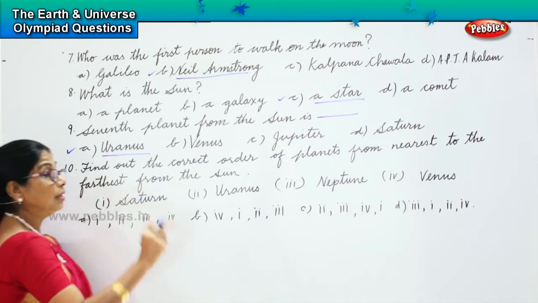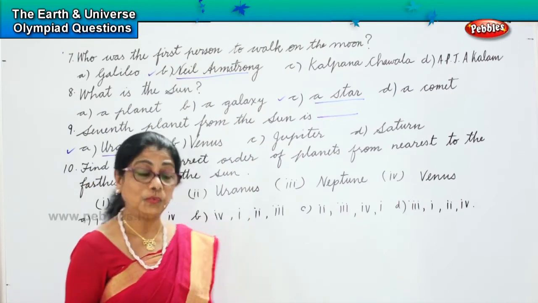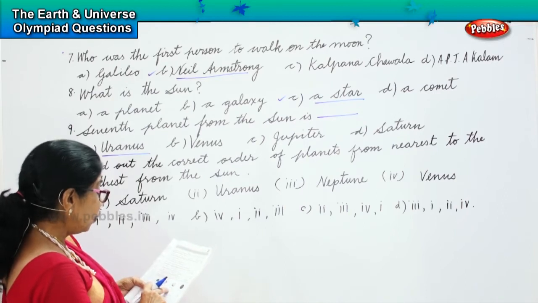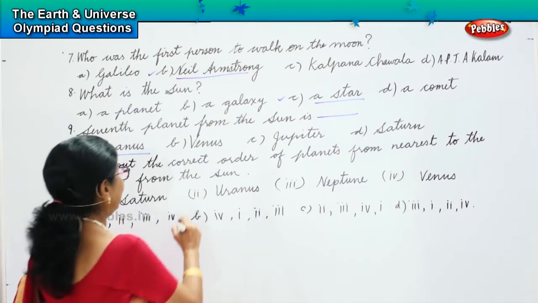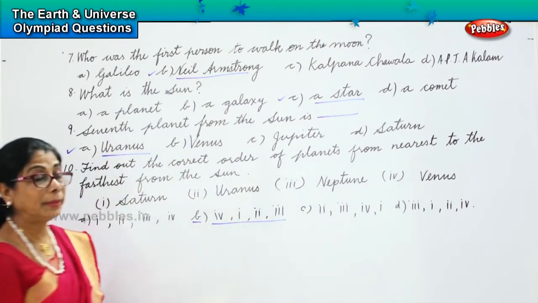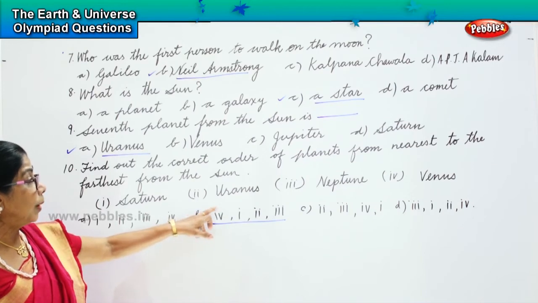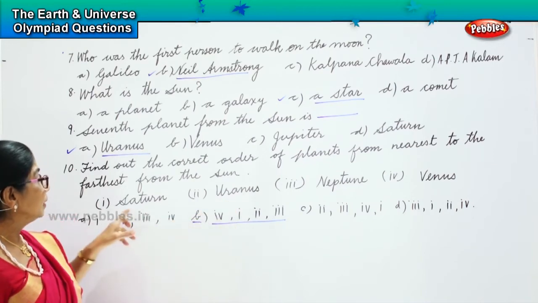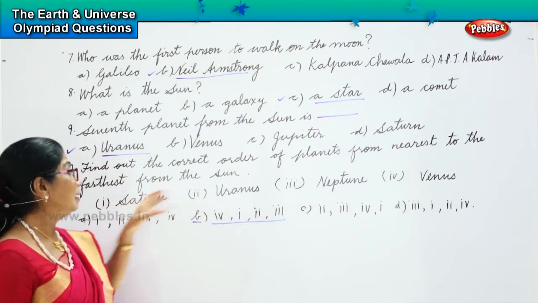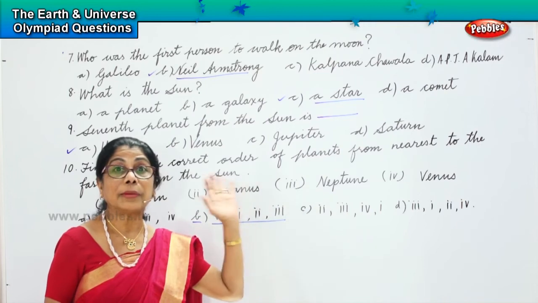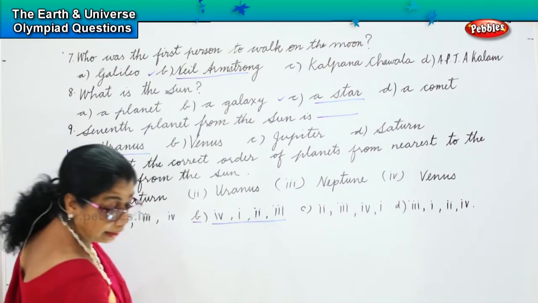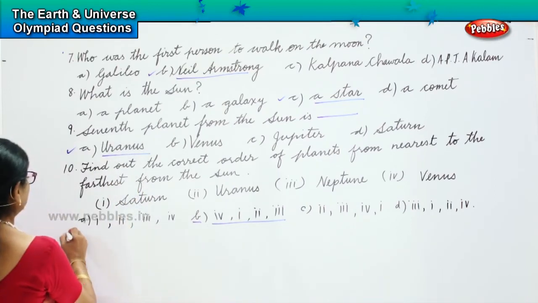So we have Saturn, Uranus, Neptune, Venus, and our correct option is option B, 4, 1, 2, 3. This is the correct order of the planets. So the 4th one, that is Venus, Saturn, Uranus, Neptune. That's the order from the nearest to the farthest. Now, let's look at our next 11th question.